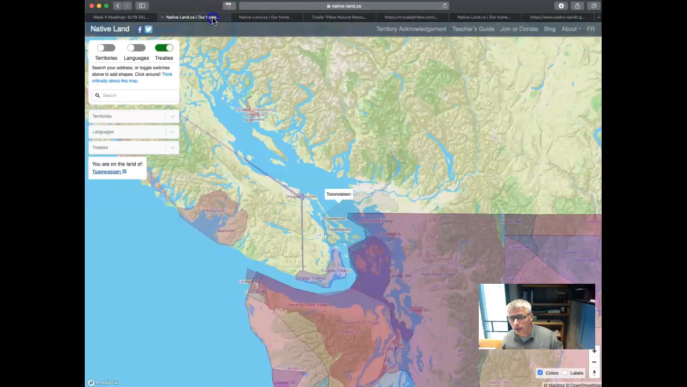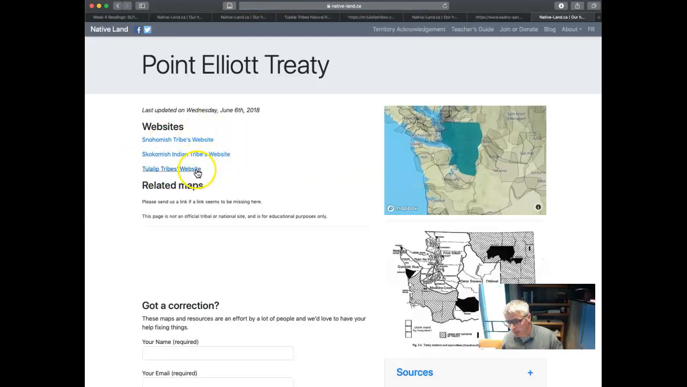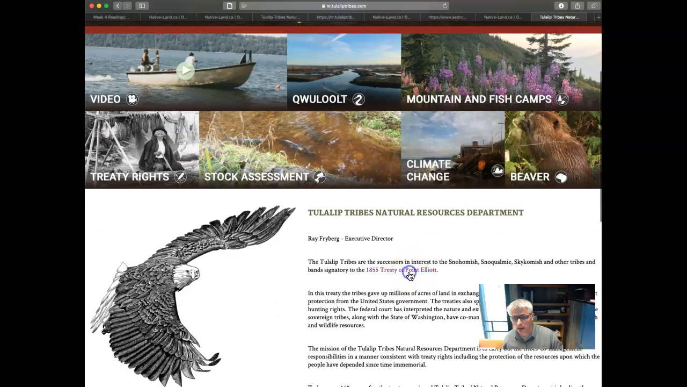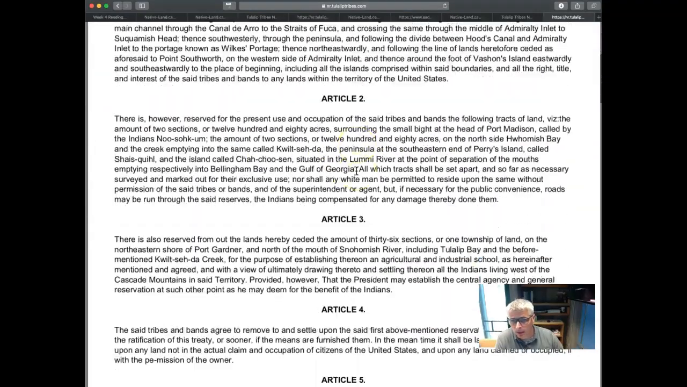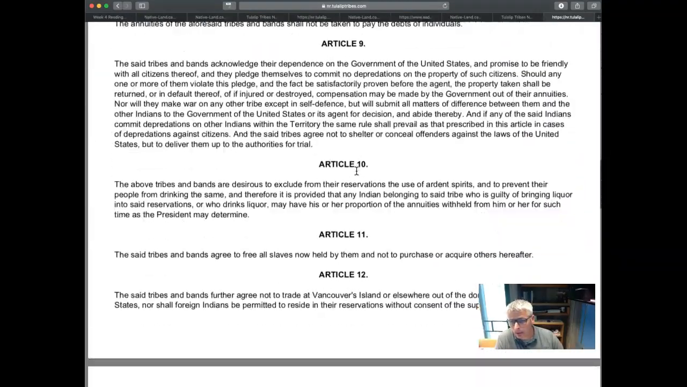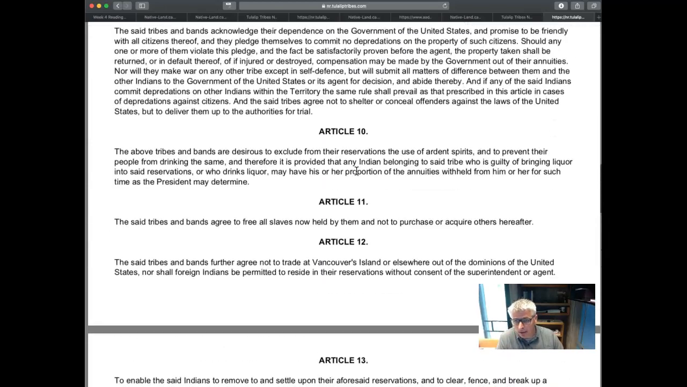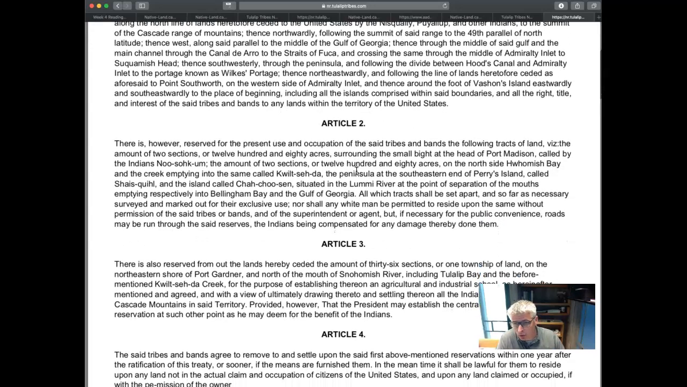Just for reference, if we do the same thing for the Point Elliot Treaty, follow the link. It's posted on a few tribes' websites, but if we follow Tulalip, it brings us here, another location where we could find the Treaty of 1855. We have 1 page, 2 pages, 2.5. So asking you to read this treaty prior to the lecture is not a huge task. It's shockingly short.